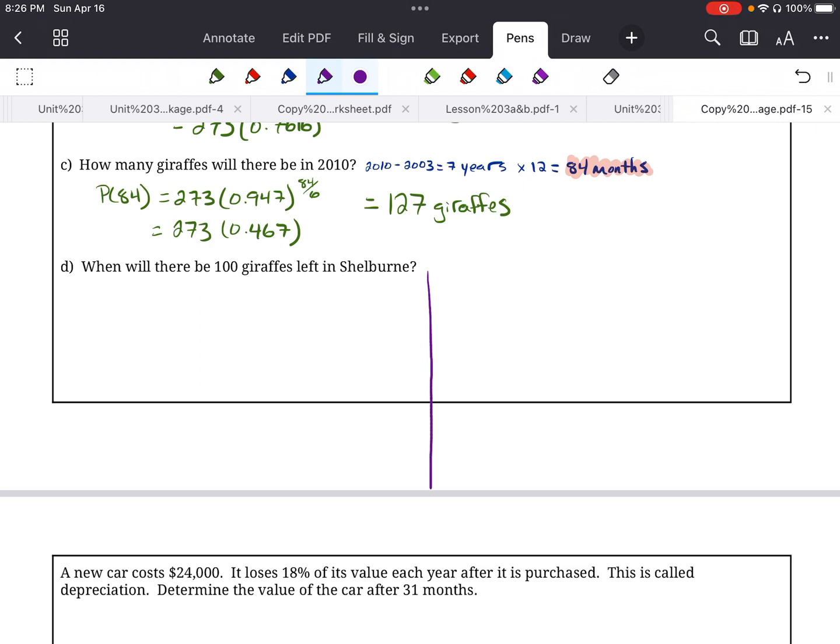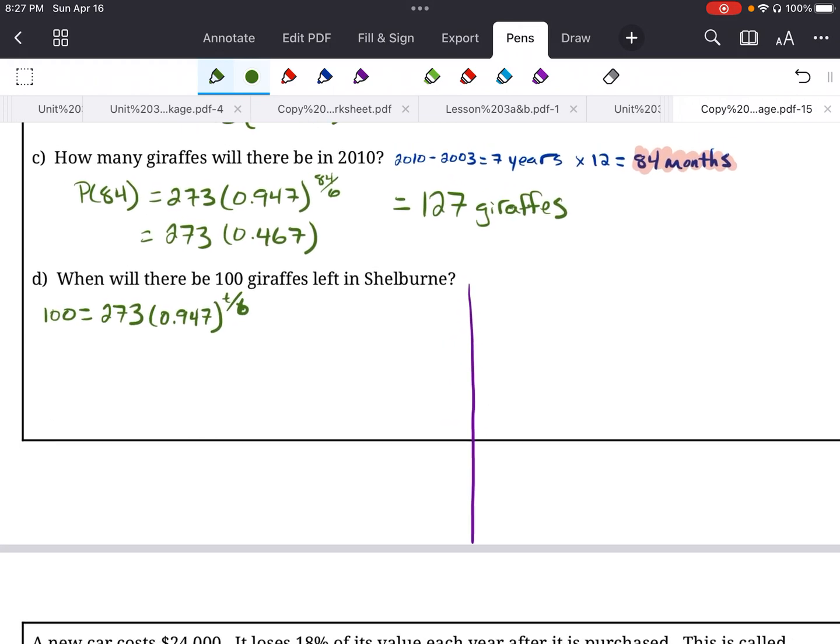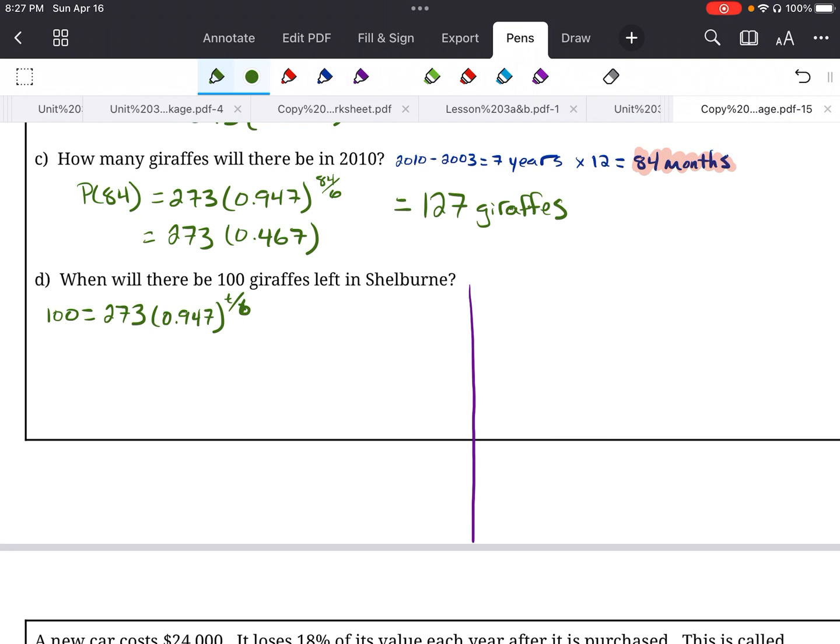We'll do logarithms. So trial and error, you're going to write your equation, knowing that we're looking for 100 giraffes. And we need to figure out how many months it takes to get to 100 giraffes. So looking above, we can see that 84 months got it down to 127. So we know it's going to be something larger than 84 months.